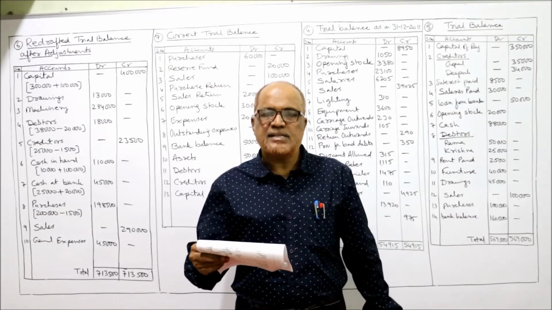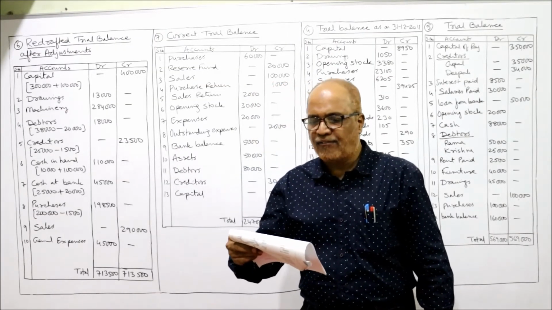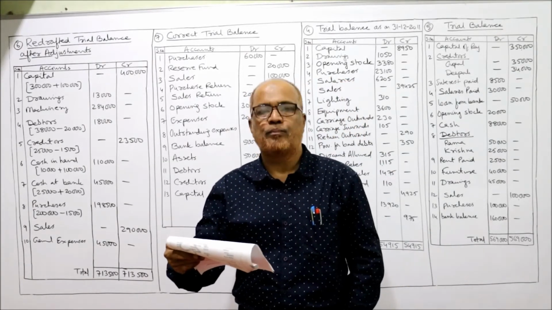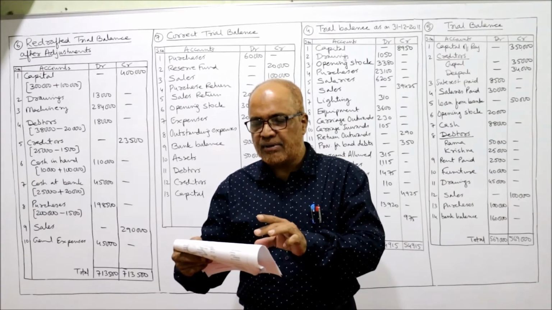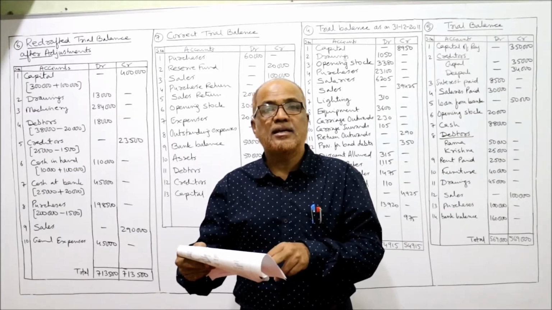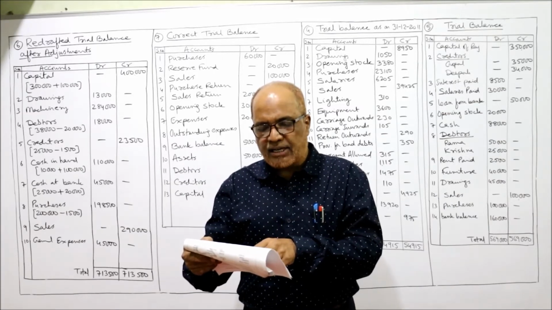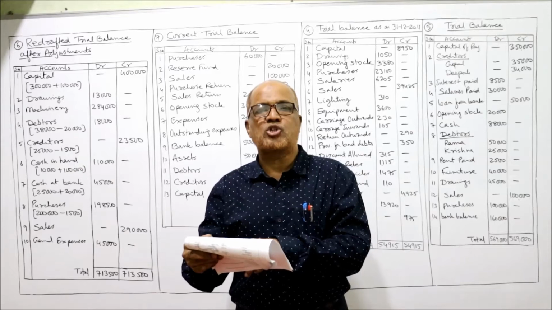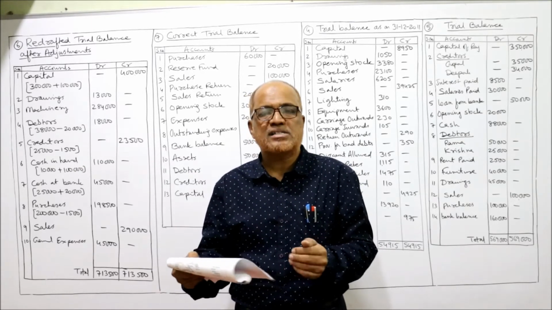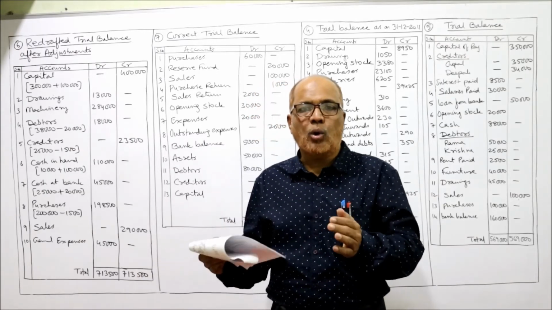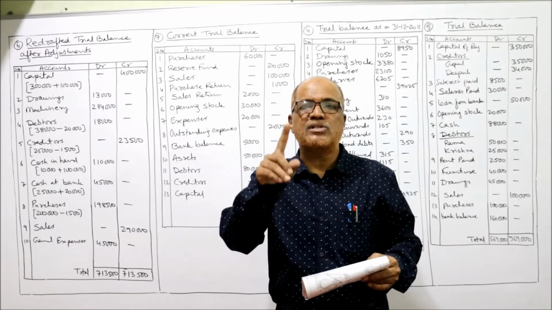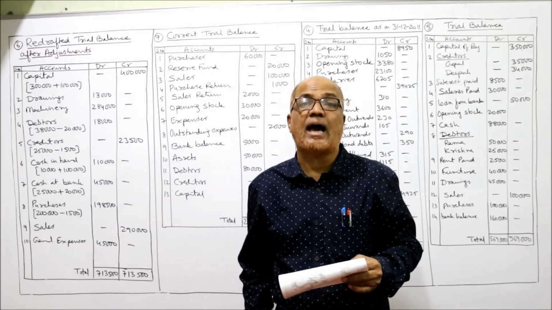Now see problem number 6. Redraft the following trial balance after incorporating the adjustments given below. Here are some debit and credit balances. The trial balance is already given and it is tallied, and some adjustments are given. Invested additional capital of 1 lakh rupees for the purchase of machinery. Who has invested? The owner has invested 1 lakh rupees. So when he has invested 1 lakh rupees, capital should be increased by 1 lakh rupees.